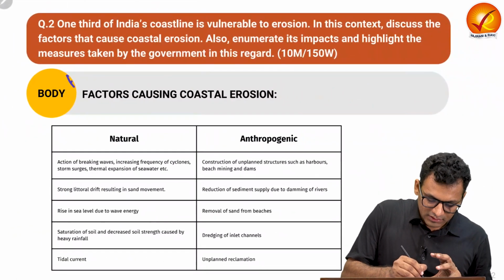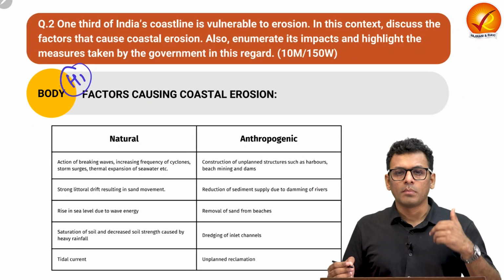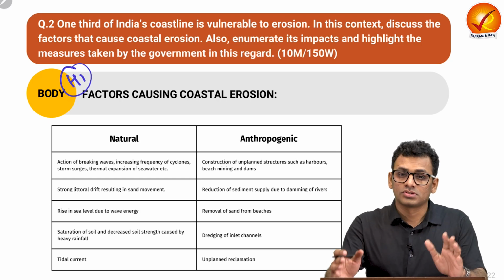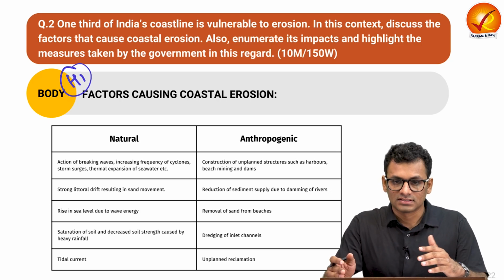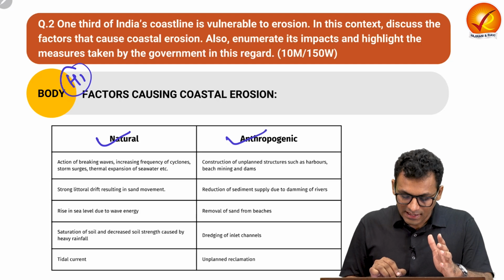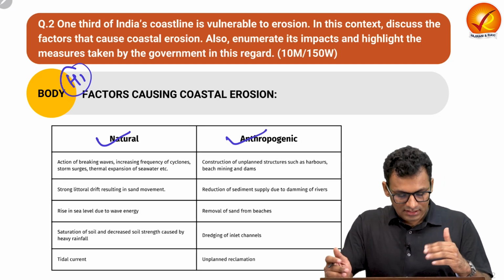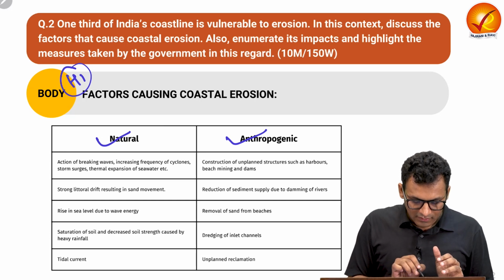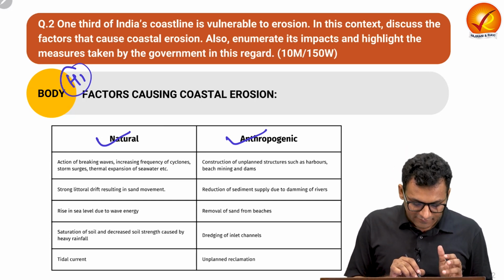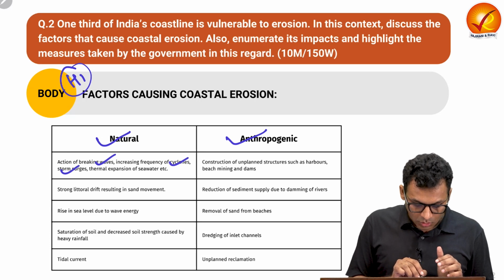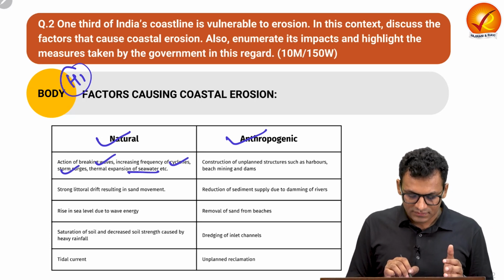Let us move to the body with heading 1, where we can talk about the factors. Now with respect to coastal erosion, there are 2 types of factors. There are natural factors and anthropogenic factors. You can list down the different factors in the same fashion in a tabular manner. Firstly, in natural factors, we have waves, cyclones, storm surges, and thermal expansion of seawater.